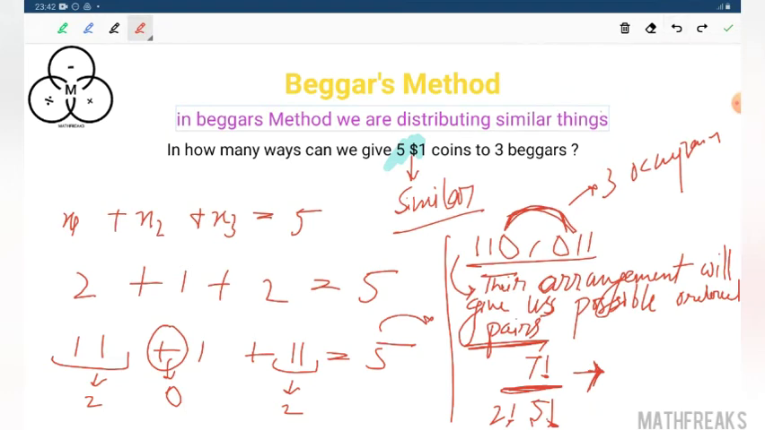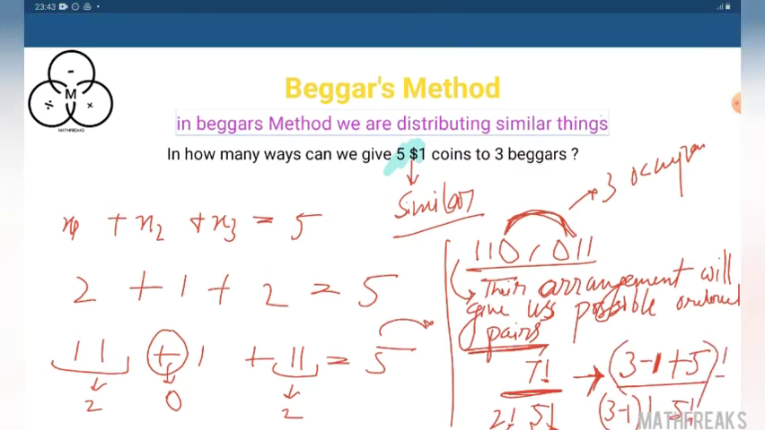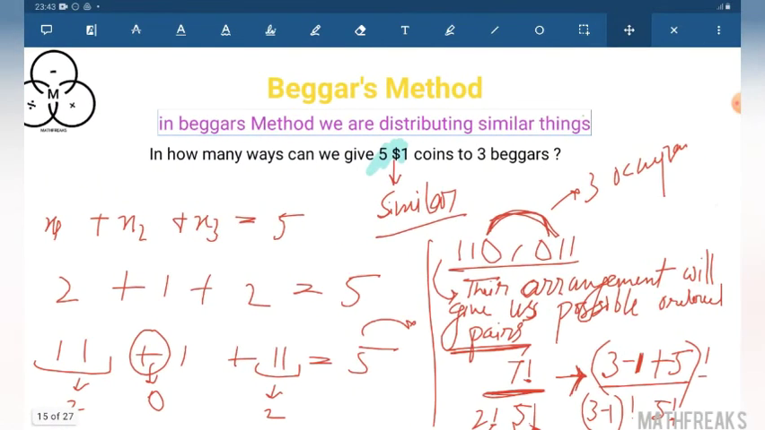So 7 factorial can be just thought of like this. Now we are having 3 occupancies which are definitely created by 2 spaces. So 3 minus 1, and the number of things we are having, 5, over 3 minus 1 factorial over 5 factorial. This can be written as, what can I write?